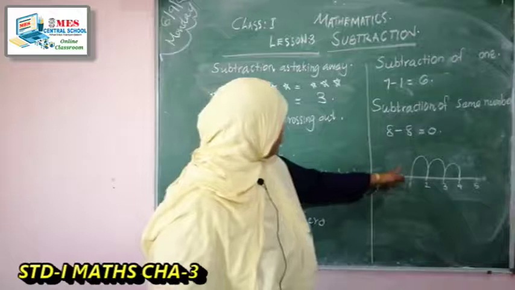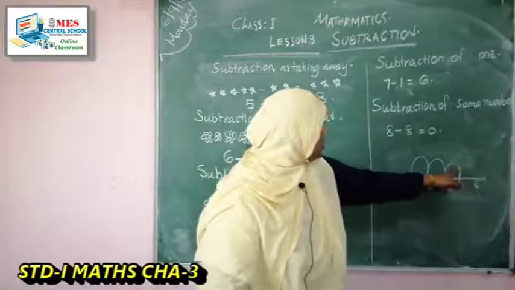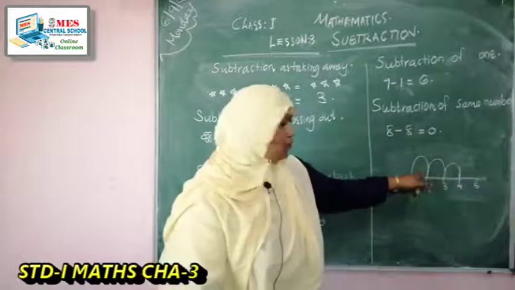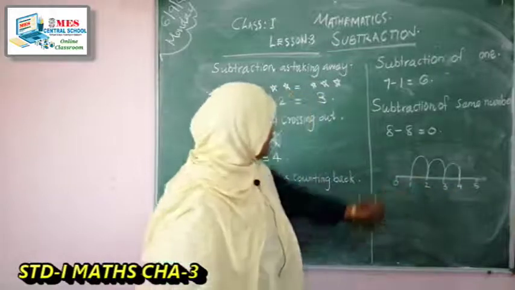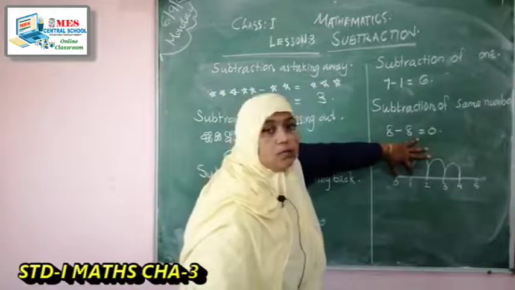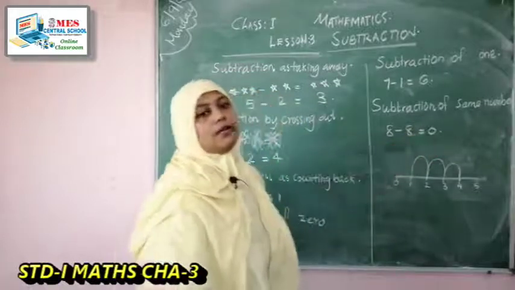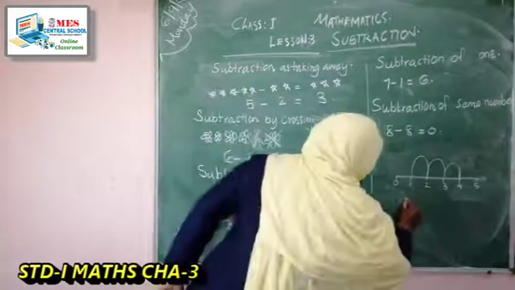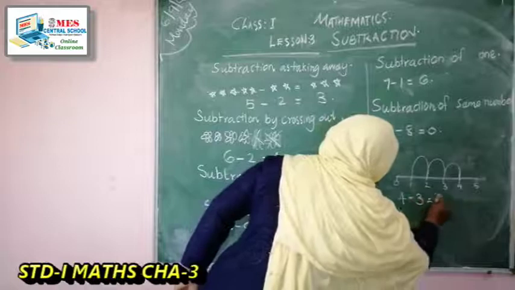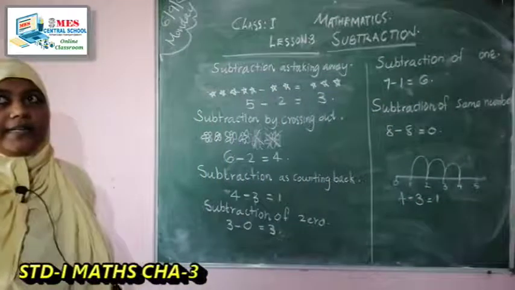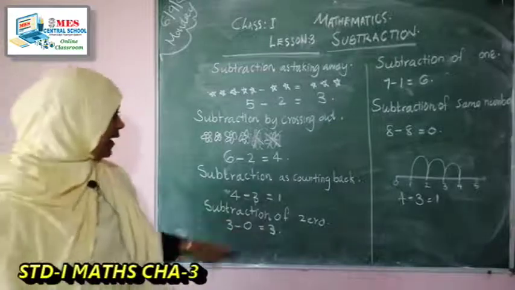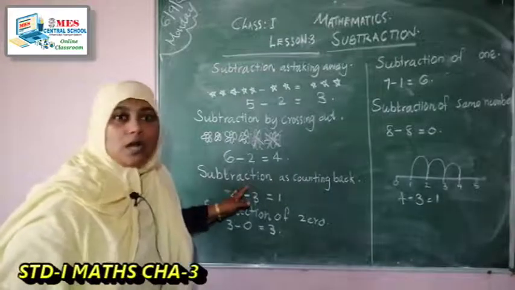Okay, so how many times did we move from 4? 1, 2, 3. So 4 minus 3. What is remaining here? This portion. What is this portion? 1. Okay, so here 4 minus 3 is equal to 1. Clear? 4 minus 3 is equal to 1. That is counting back. Okay, in such a way we want to count back.